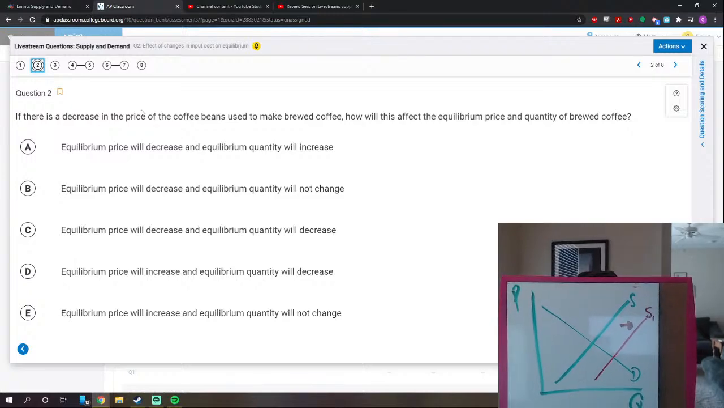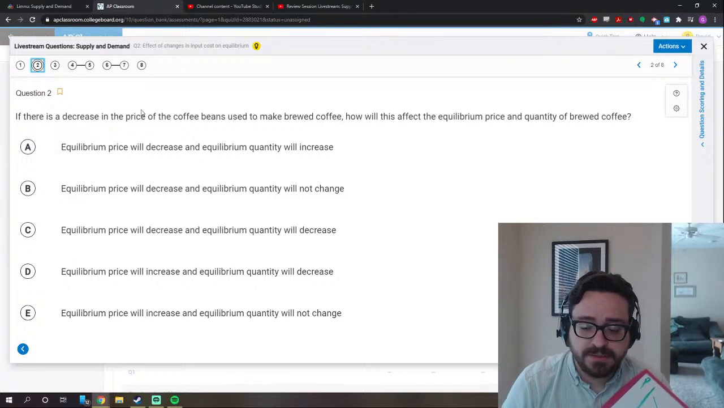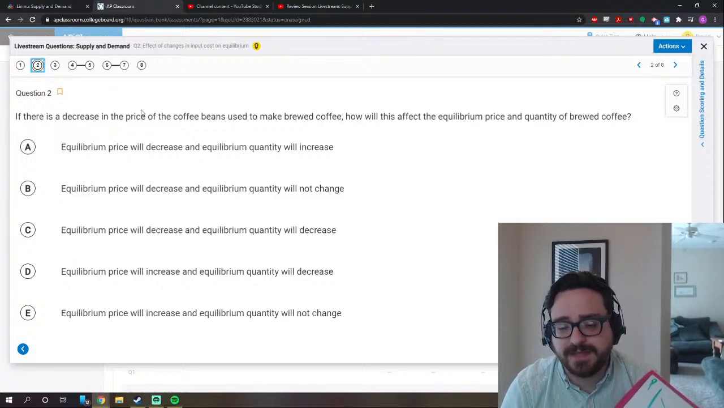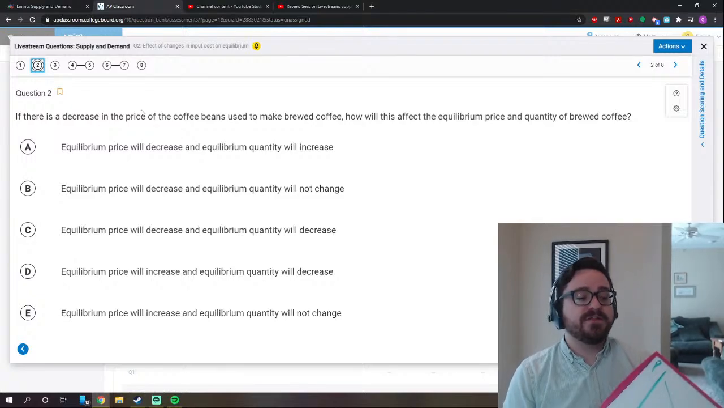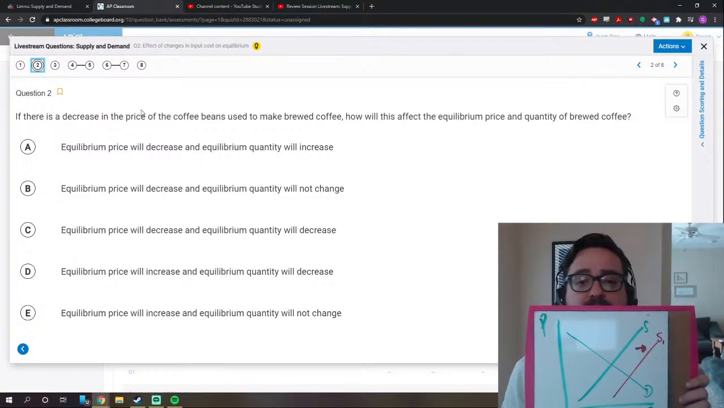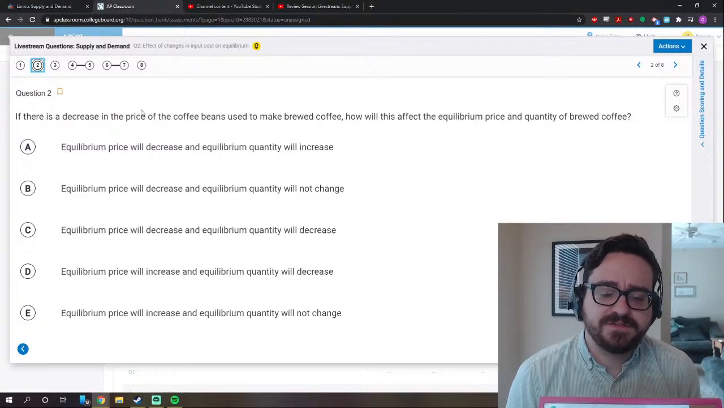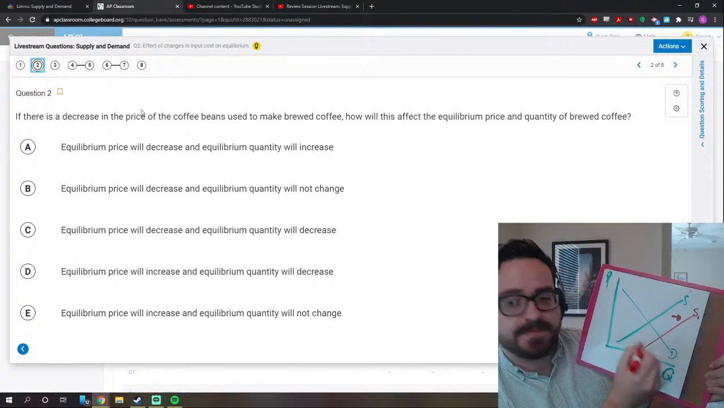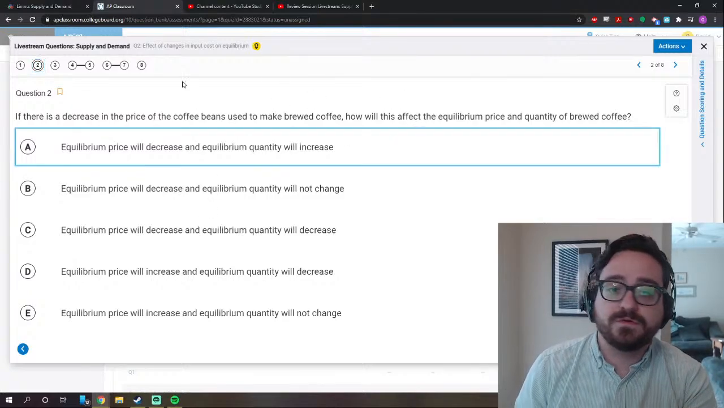It's cheaper for them to make coffee. Well, if it's cheaper for them to make coffee, it'll be cheaper for us to buy it because it costs them less to make it. They can make more of it, which means they'll charge less for it. If it's easier for them to make it, they'll usually pass that benefit on to consumers. Again, this is an assumption. It's a very nice thing to assume. But if it gets really easy for businesses to make the thing, they'll start making more of it. And if they make more of it and we want it the same, they're going to have to charge less for it for us to buy it. So boom. My price drops, my quantity rises, equilibrium price will decrease, and equilibrium quantity will increase. A.